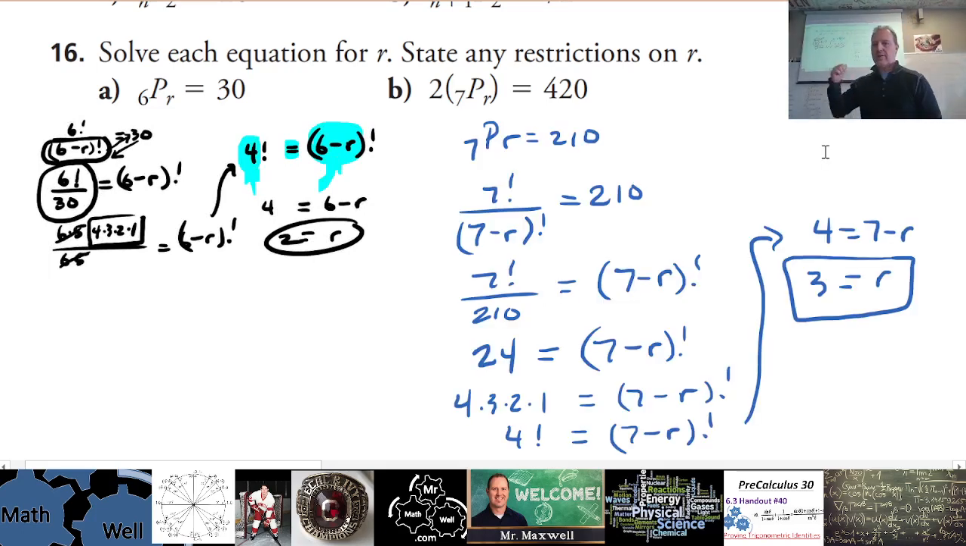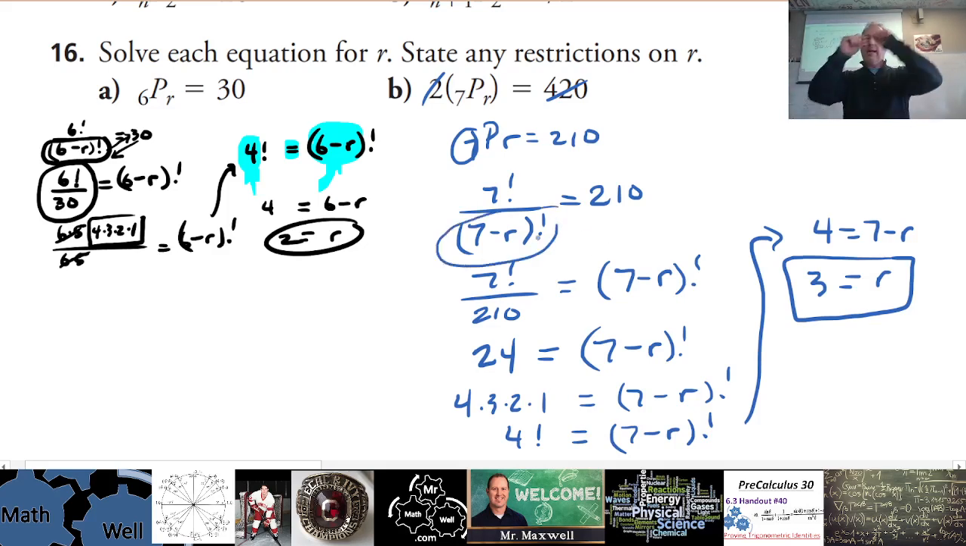All right, so there's your answer for B. Very similar to what we did before, I mentioned that you should divide both sides by 2 first to get 210. And if you fill in the permutation formula, you got 7 factorial divided by 7 minus r factorial. Now that r is kind of caught inside that factorial, you can't really pull it out there. So let's try and get this quantity by itself.